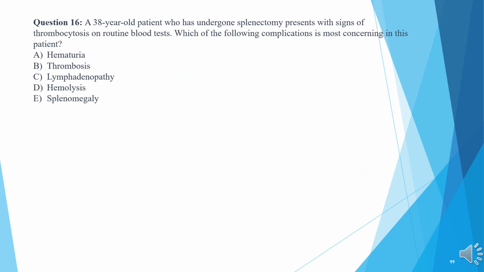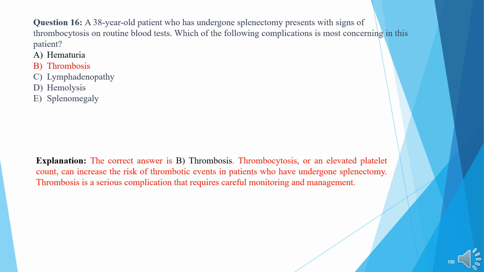Question 16. A 38-year-old patient who has undergone splenectomy presents with signs of thrombocytosis on routine blood tests. Which of the following complications is most concerning in this patient? A. Hematuria. B. Thrombosis. C. Lymphadenopathy. D. Hemolysis. E. Splenomegaly. The correct answer is B. Thrombosis. Thrombocytosis, or an elevated platelet count, can increase the risk of thrombotic events in patients who have undergone splenectomy. Thrombosis is a serious complication that requires careful monitoring and management.